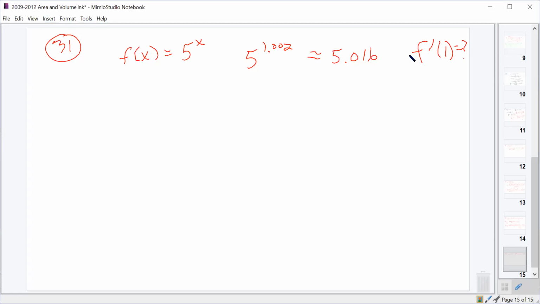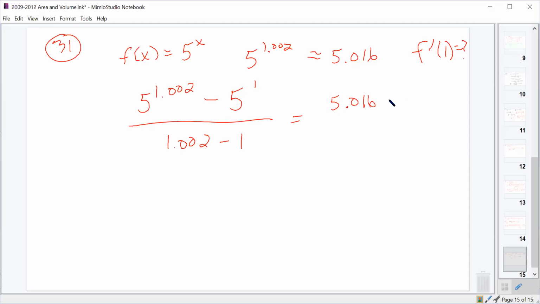And so our slope should be 5 to the 1.002 minus 5 to the 1, that's the smallest interval that I know, over 1.002 minus 1. And 5 to the 1.002 we know is about 5.016 minus 5 divided by 0.002. And so that's just asking us what is 0.016 divided by 0.002. That comes out to be 8.